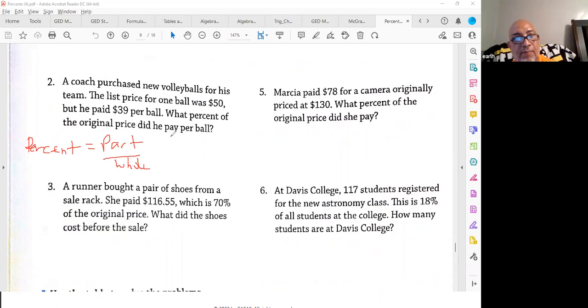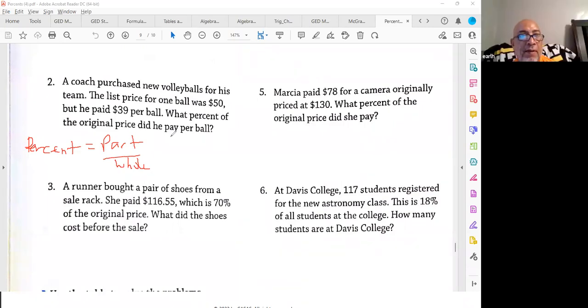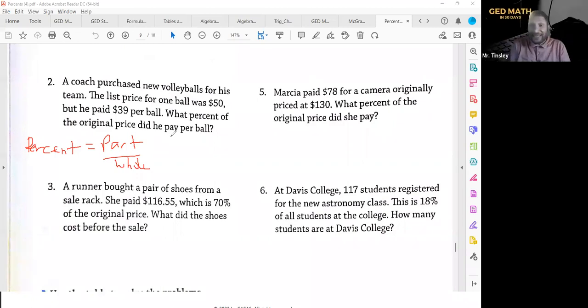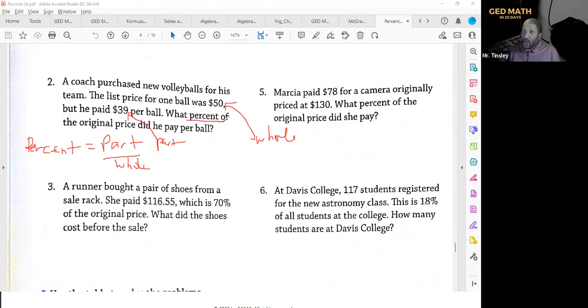If you got a part of something, it has to be less than the other number, right? If all of something is 50, part of something has to be less than 50. So your number can't be higher if it's part. So this tells you the part is 39. My whole is 50. Now I throw it into my equation because this is what they want to know: what percent? I already have the formula. Part over whole, 39 divided by 50, and you get 78%.